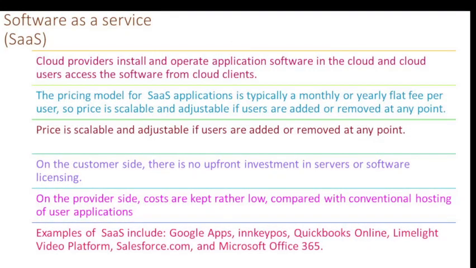Software as a service providers install and operate application software in the cloud, and cloud users access the software from cloud clients. Pricing model for SaaS application is typically a monthly or yearly flat fee per user. So price is scalable and adjustable if users are added or removed at any point.